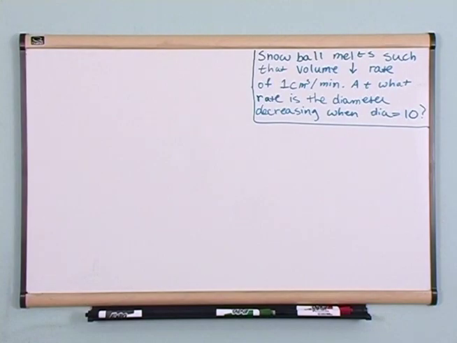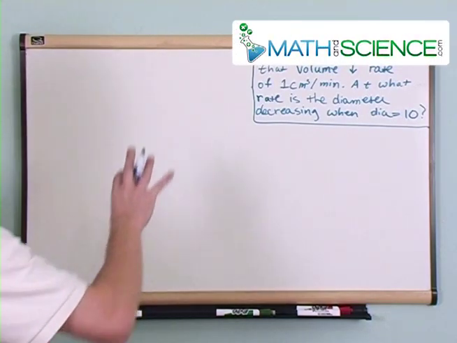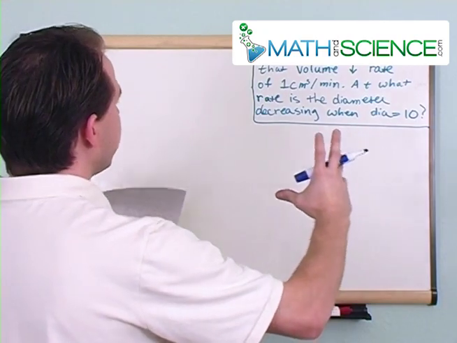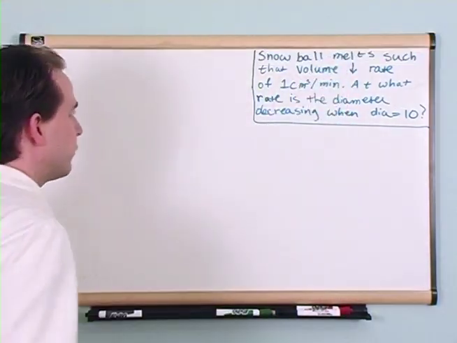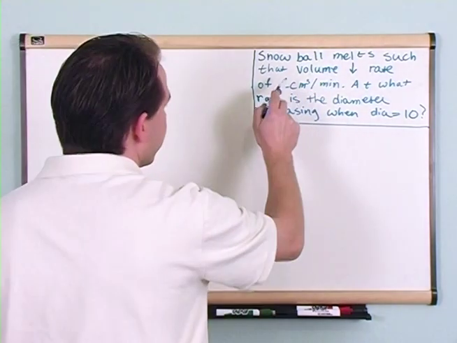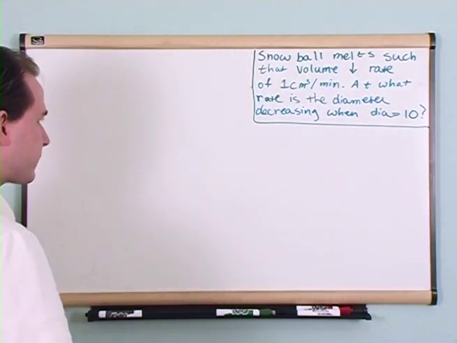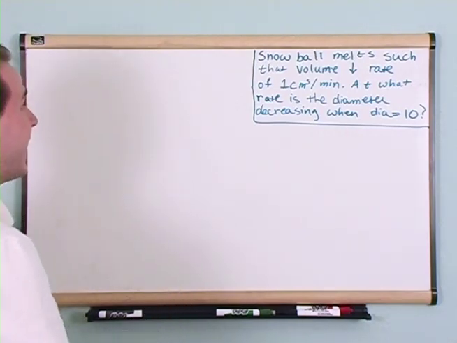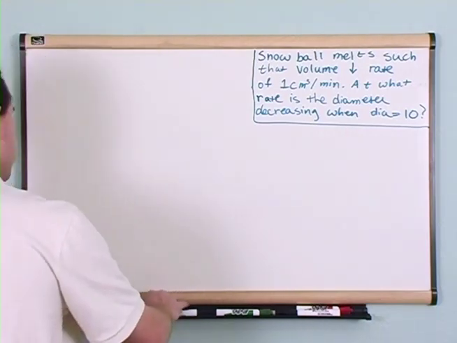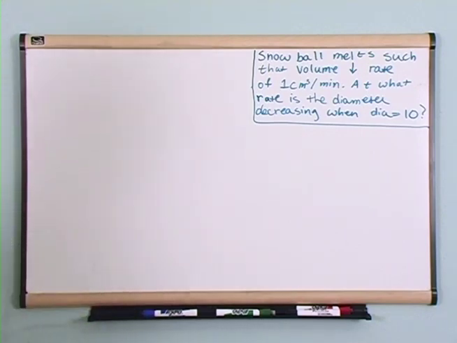Okay, so here's our first problem. We have a snowball, and our snowball is melting. As it melts, it gets smaller and smaller, and it tells us that the volume of the snowball decreases at a rate of 1 cubic centimeter per minute. And it's asking us, at what rate is the diameter decreasing when the diameter is equal to 10 centimeters?